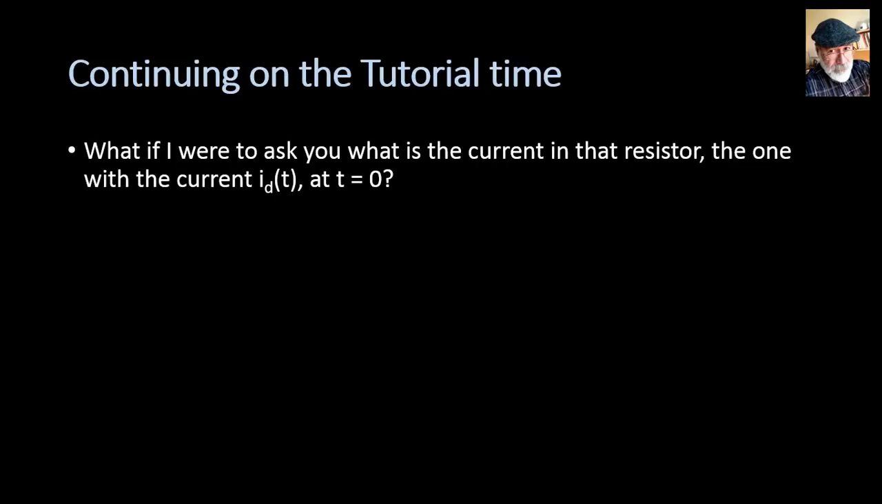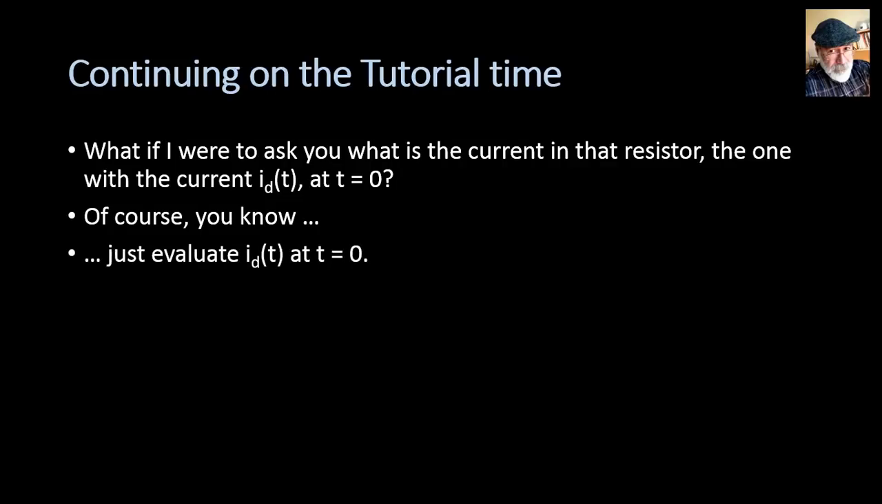Let's move on with the same tutorial time. What if I were to ask you, what is the current in that resistor? Which one? The one with the current ID in the previous tutorial time, ID sub t. But not as a function of time, but at t equals 0. You say, that's a piece of cake, I know how to do it. Just evaluate ID of t that we found before at t equals 0. Let's do it.